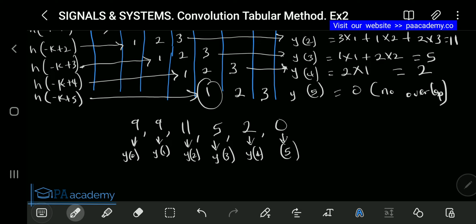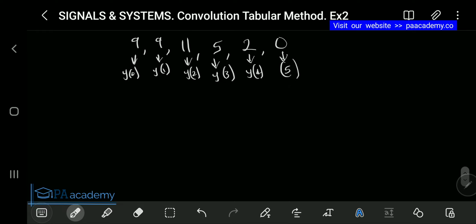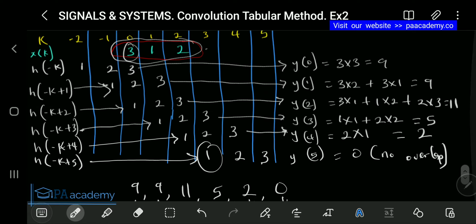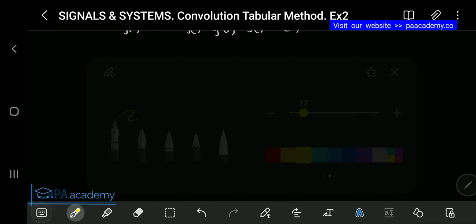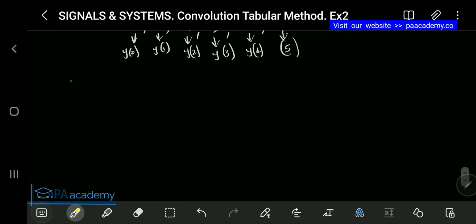Now with this, you can plot a graph of what the convolution of h of k and x of k will look like. So let's just write it like this: the convolution of h of k and x of k, this is the sign convolution, is equal to y of k. Exactly. So the graph will look like this.